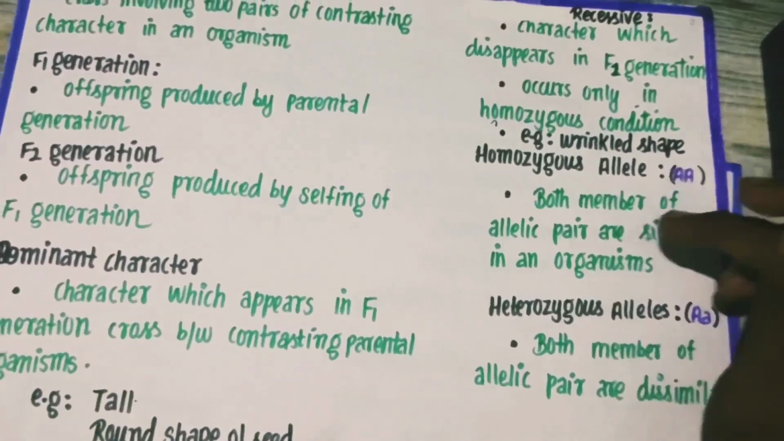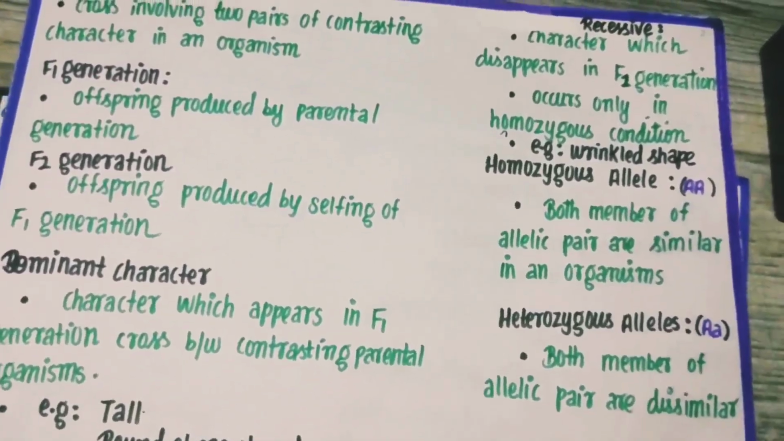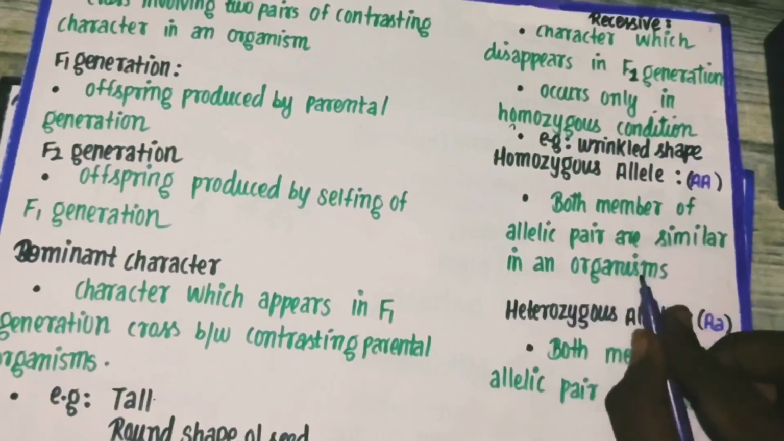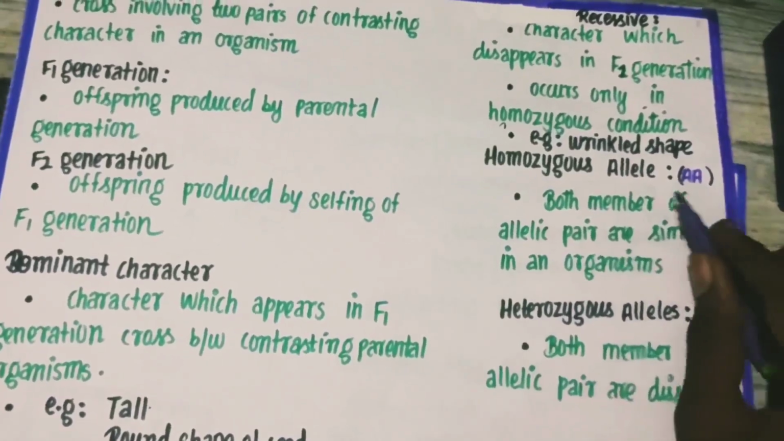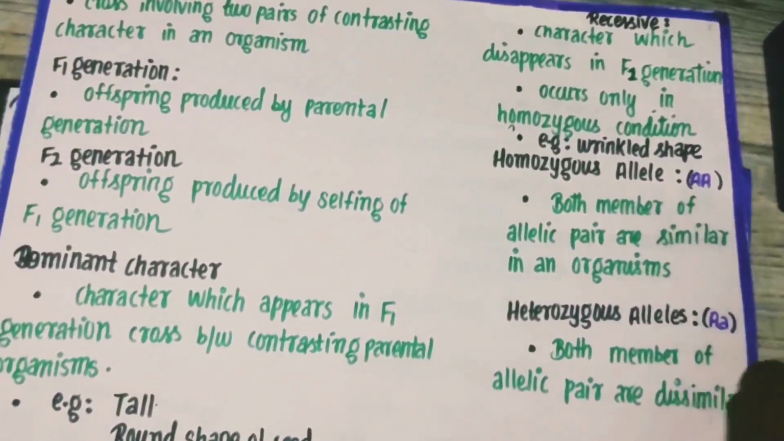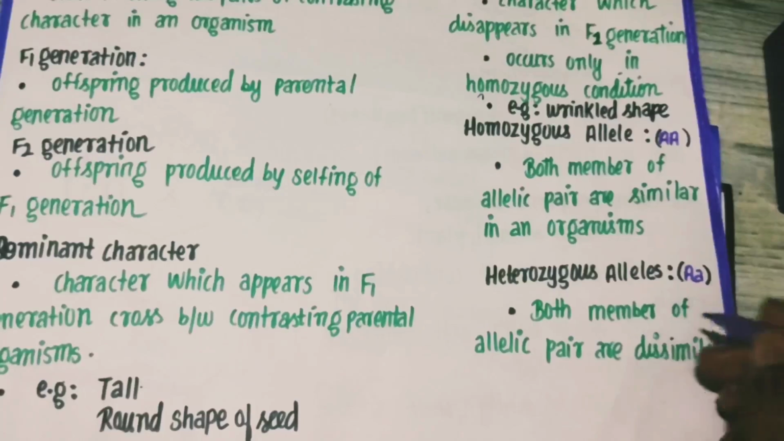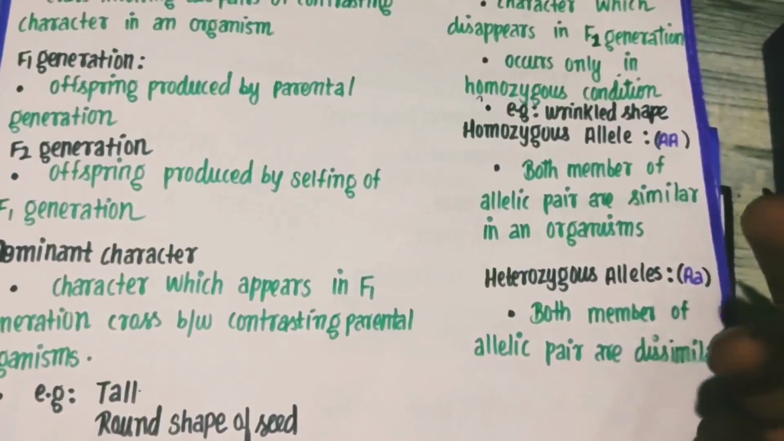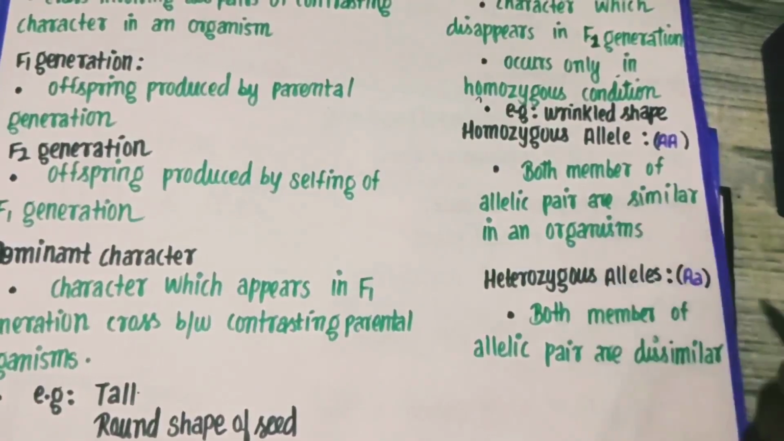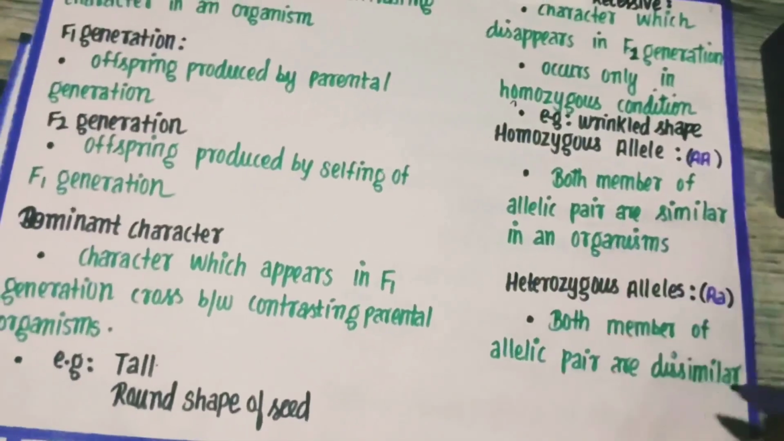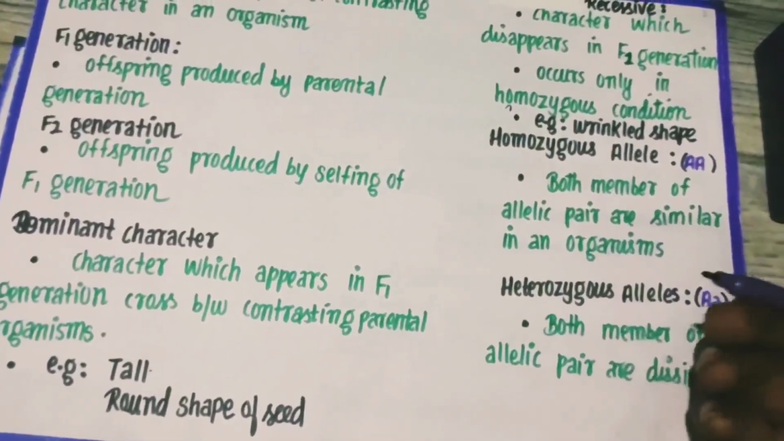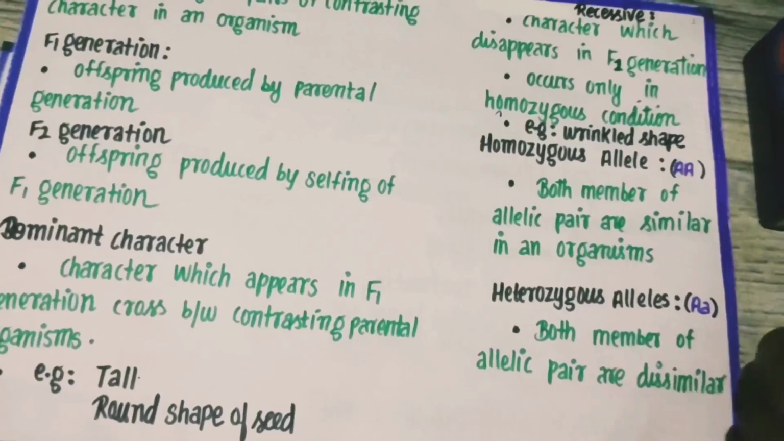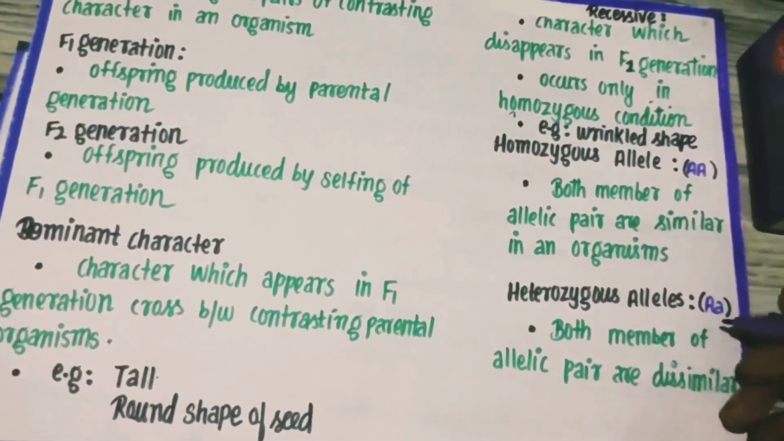And then homozygous allele. I already completed this. What is homozygous allele? Both the members of the allelic pair are similar in an organism. If they are similar, it is called homozygous. If the alleles are different, it is called heterozygous. In heterozygous condition, only the dominant character is going to be expressed. The dominant allele is represented with a capital letter and the recessive allele with a small letter. So for that purpose I am representing like this.